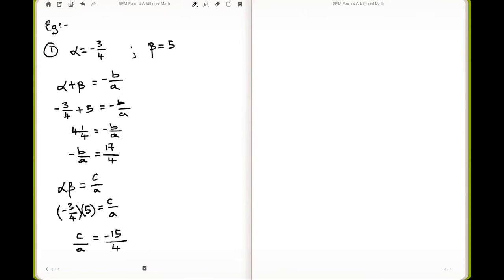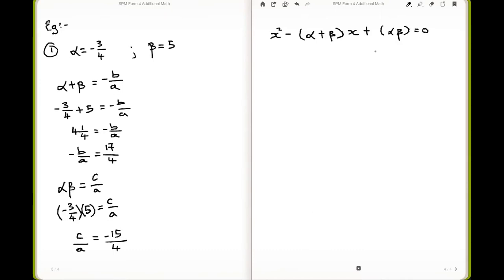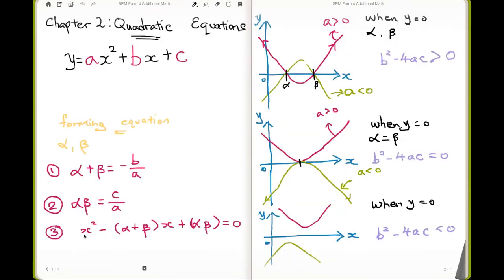If you have the product and you have the sum, all you need to do is apply them into the general equation. Then you need to know this: x squared, there's no a here, please take note, subtract the sum of roots alpha plus beta times x, plus the product alpha beta, is equal to 0. Now this is the second general equation that I stated in the previous page: x squared minus alpha plus beta x plus alpha times beta equals 0. The third one.